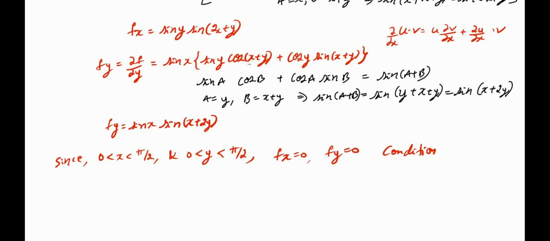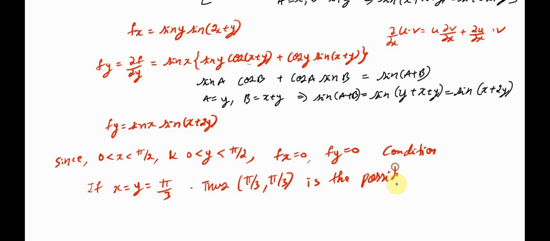You can just see in my calculator on the right-hand side. I will check the sine of all the angles, and you can easily identify that this is possible only if x is equal to y is equal to pi by 3. I think in the last example we also got the same thing. Thus only the point x equals pi by 3 and y equals pi by 3 is the possible condition. This is possible only when f_x is equal to 0 and f_y is equal to 0.